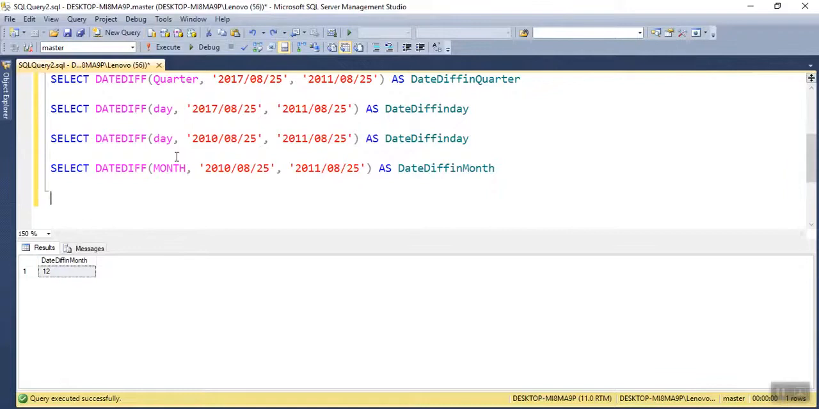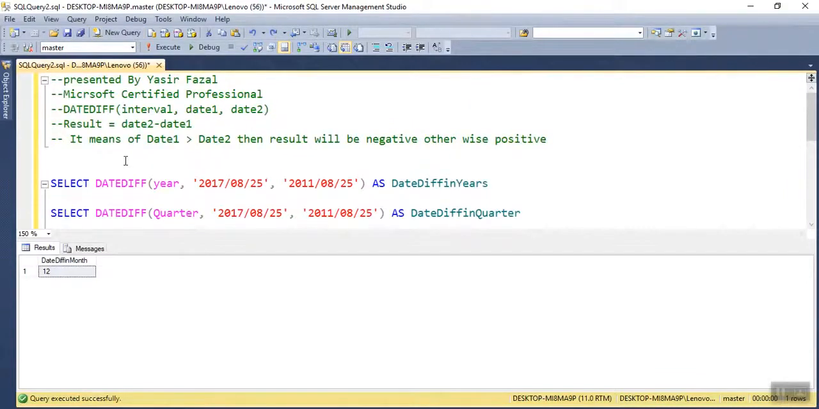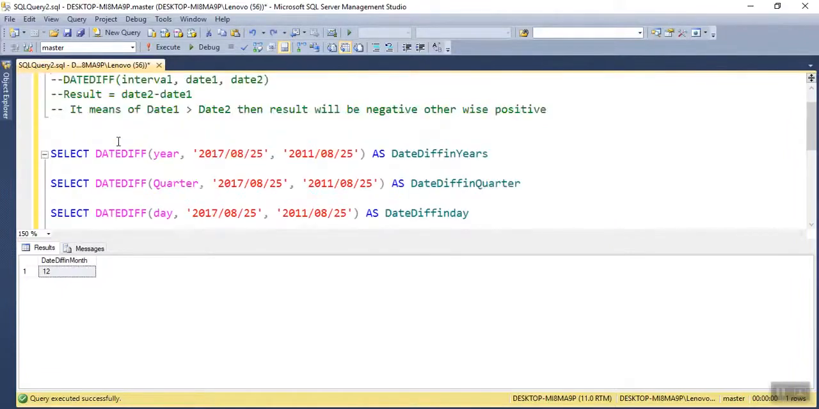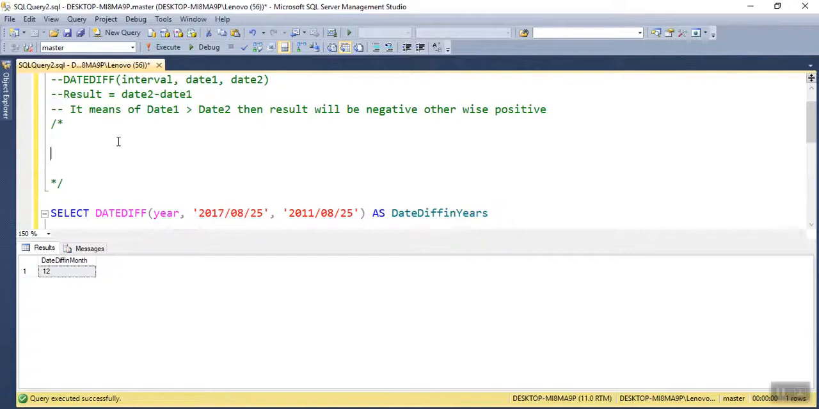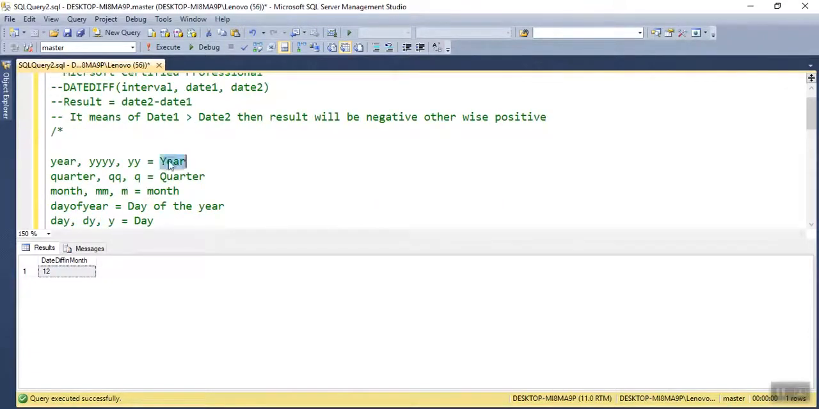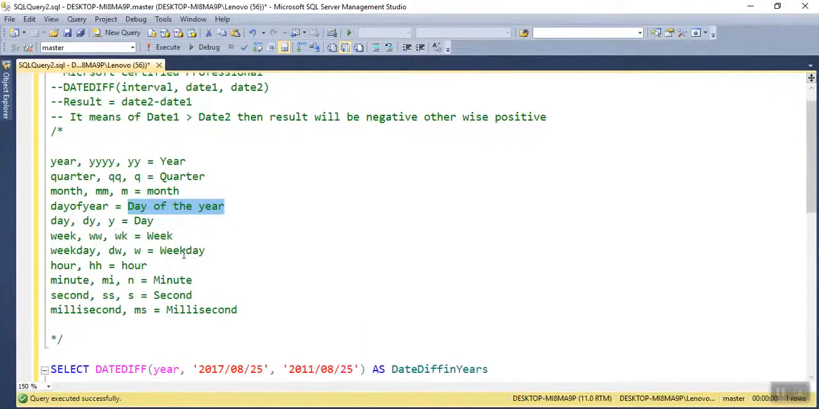Apart from that, there are multiple switches which you can utilize in the interval and seek out the difference. So it could be year, quarter, month, day of the year, day, week, weekday, or minute, second, and even up to milliseconds.